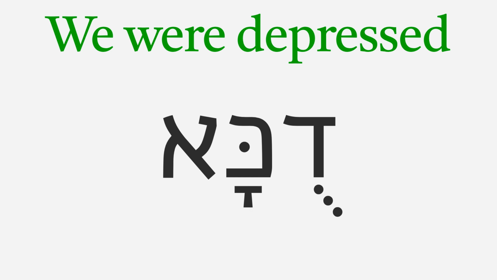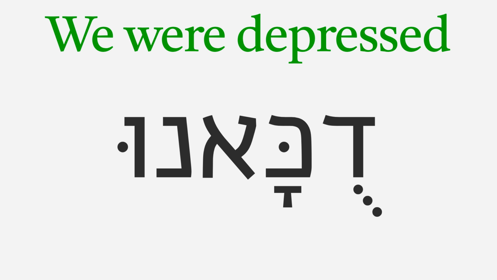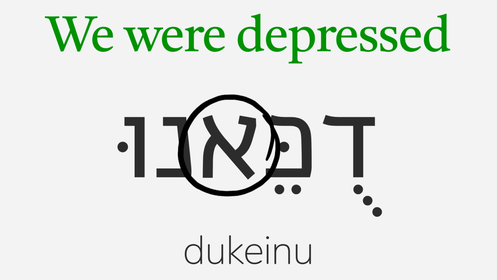He was depressed. To make the anachnu, we form, we add a nu ending. And if the root ends with aleph, we will change the kamatz at the end to a tsere. Dukenu, we were depressed. This vowel change from a kamatz to a tsere happens in the I, we, and all the you forms of the Pual past tense when the last root letter is aleph.